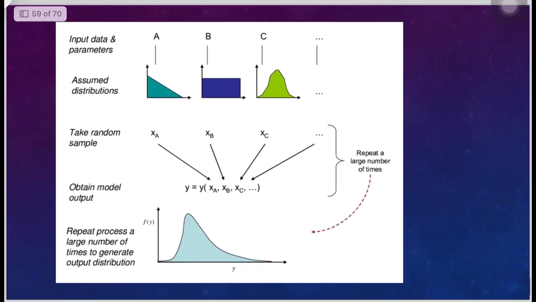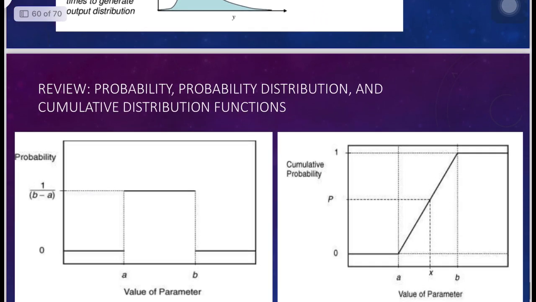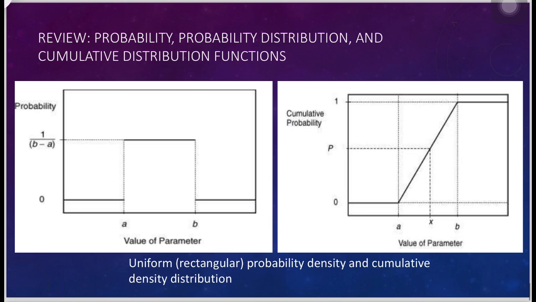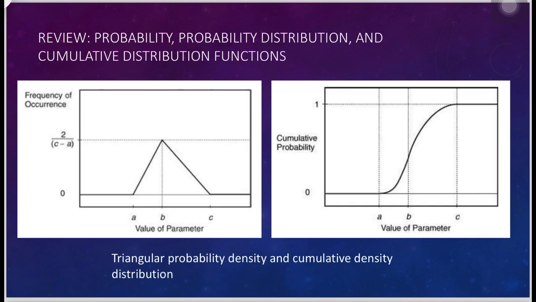So, a little background or a little review on probability and distributions. There are assumed distributions. Okay, so we have the uniform probability and the cumulative density distribution. Okay, we also have the triangular probability and its cumulative density distribution.